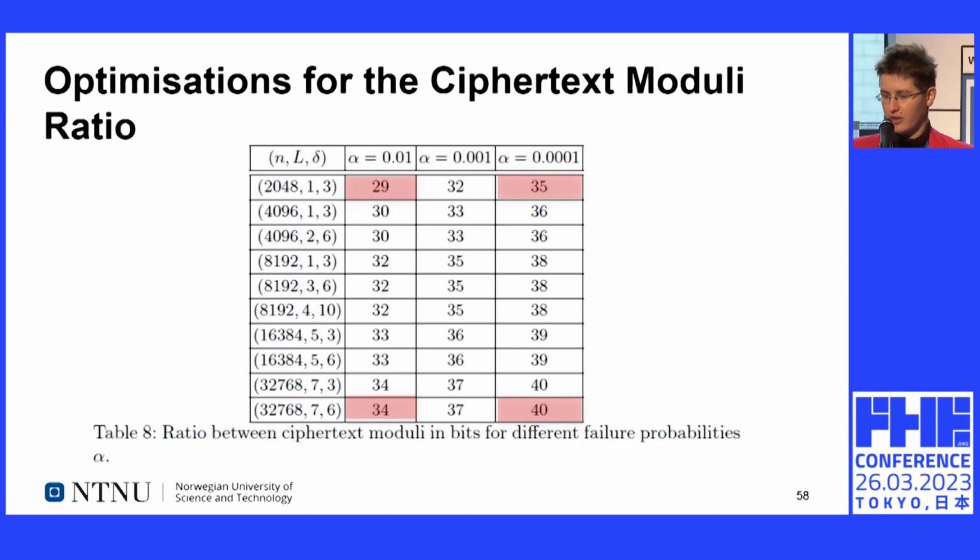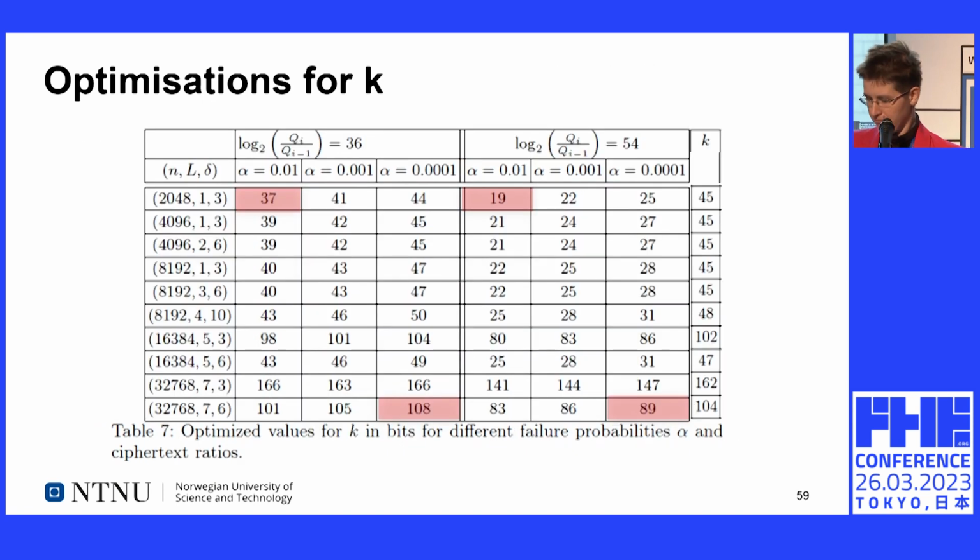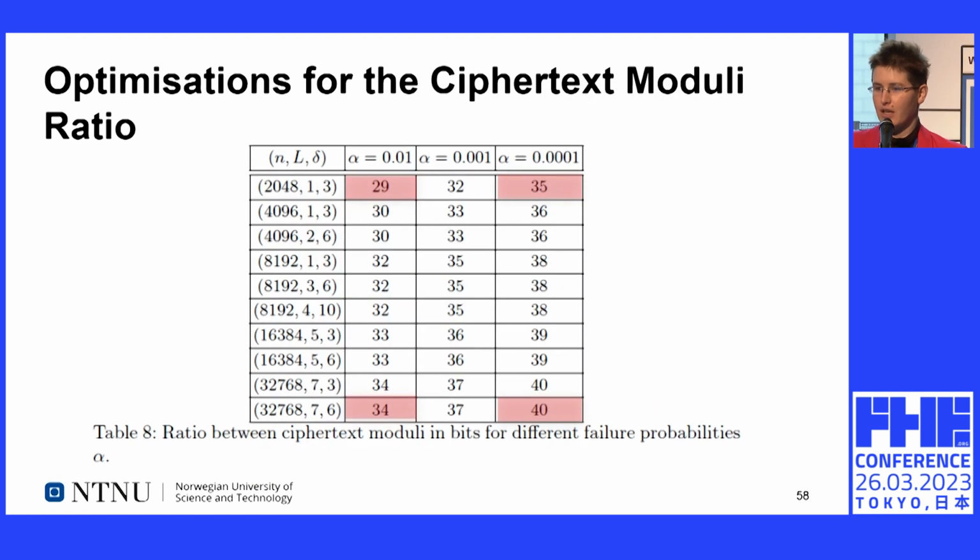Assuming this, we can see, okay, for a failure probability of about 1%, and for a ring dimension of 2048, if we compare to the 36 bits that are theoretically the smallest, then we obtain an optimization of about 6 bits. But if you compare to the 54 bits that we practically always observed as the ciphertext moduli ratio, then we actually have an optimization of 25 bits here.